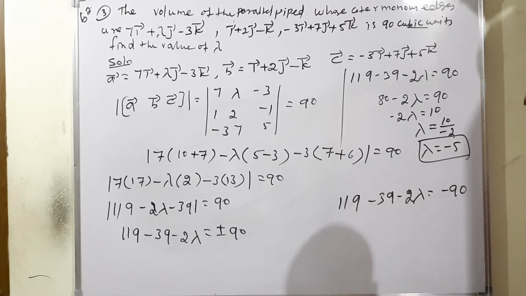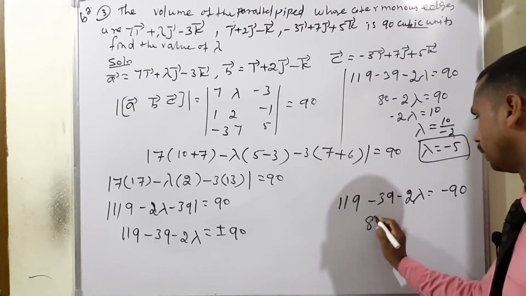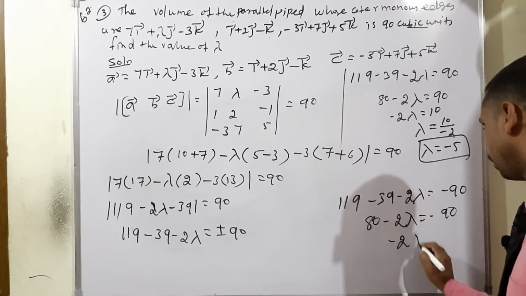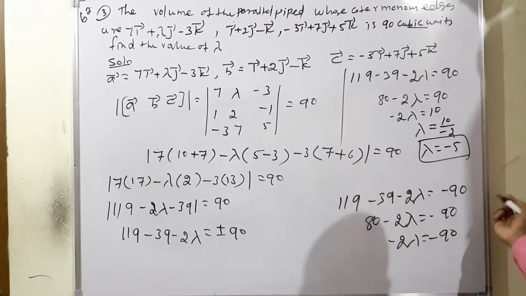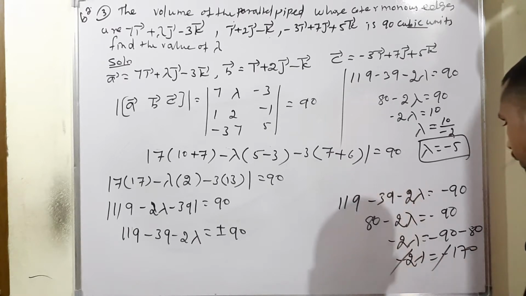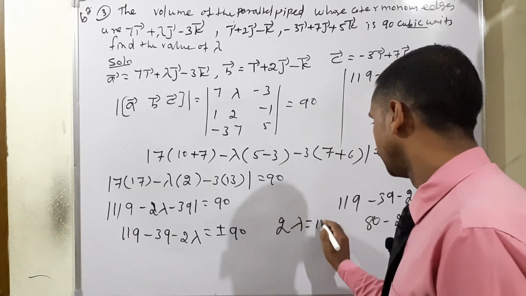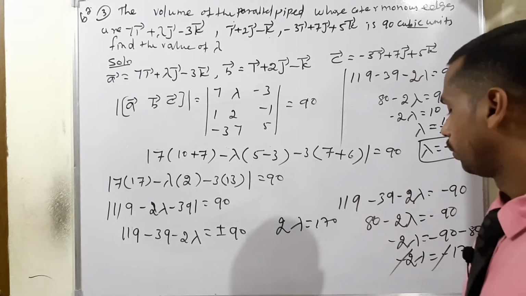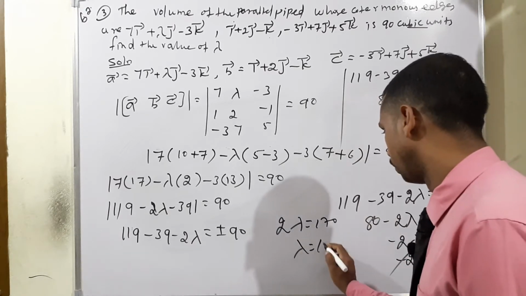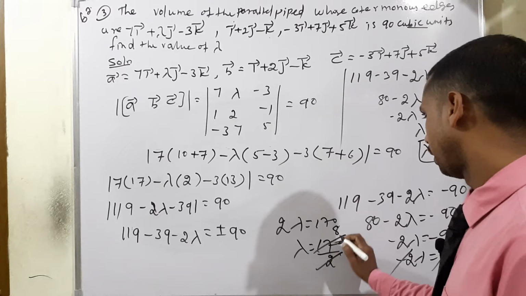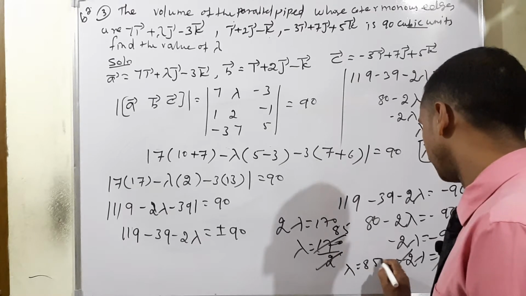Then the second condition: 119 minus 39 means positive 80, minus 2 lambda is equal to negative 90. Again, negative 2 lambda is equal to negative 90, and positive 80 moves to the other side as minus 80. Therefore, minus 2 lambda is equal to minus 170. Minus minus cancel, so 2 lambda is equal to 170. So lambda is equal to 170 divided by 2, which is 85. Therefore, another answer is lambda is equal to 85.